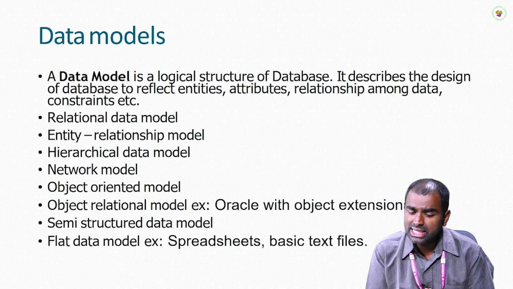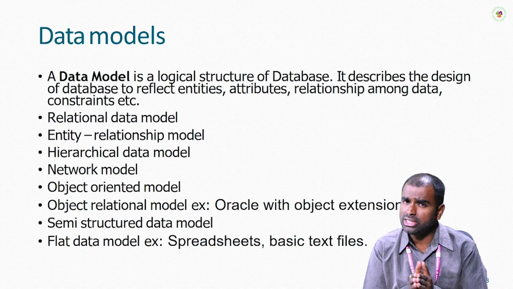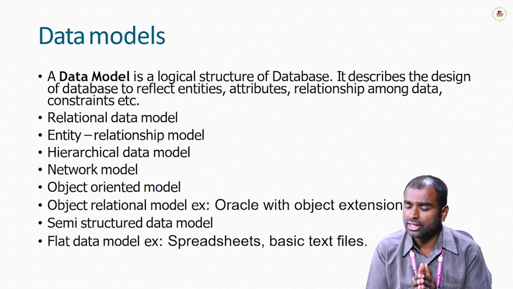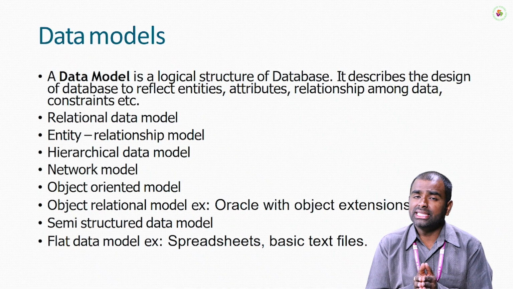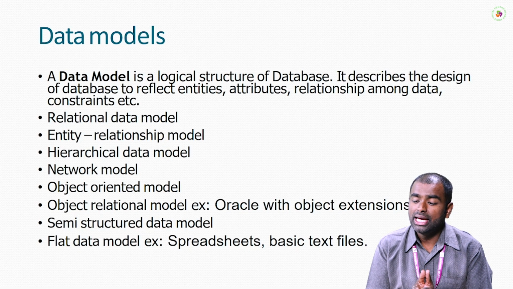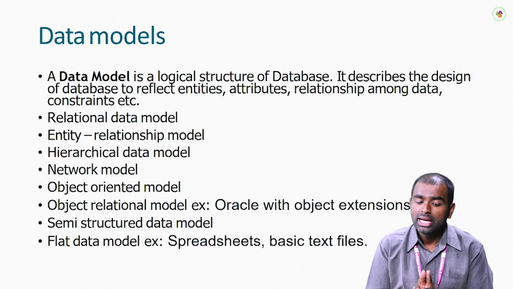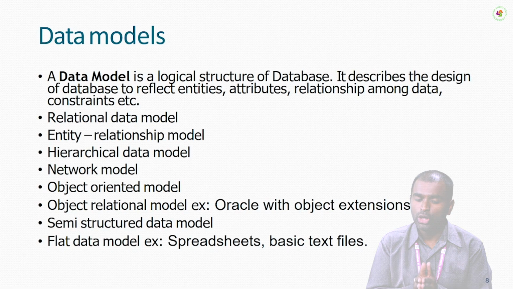It is a logical structure of the database, how the data are related to each other. Logical means how they are related to each other. It describes the design of the database to reflect entities, attributes, relationships among the data, constraints, etc. These are the main things we have in the ER model.